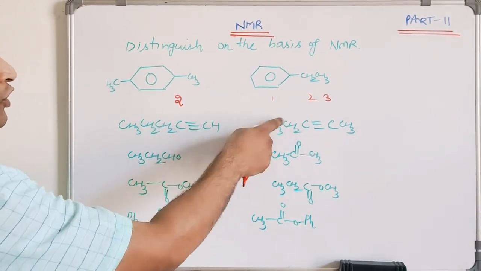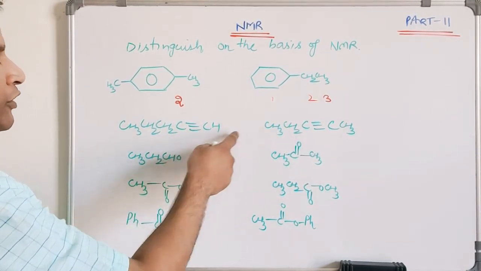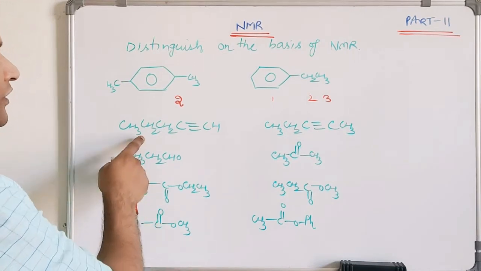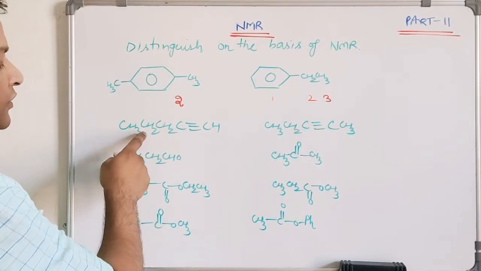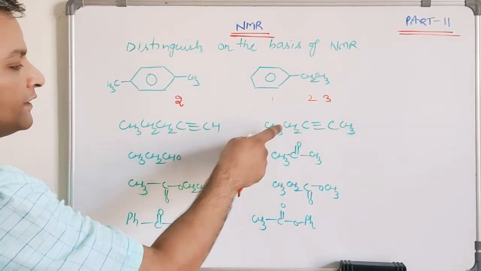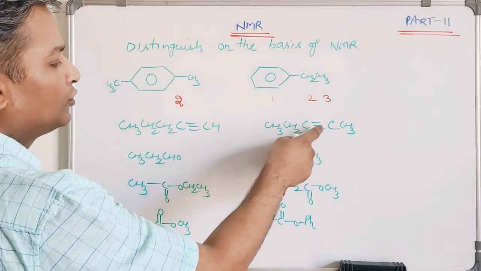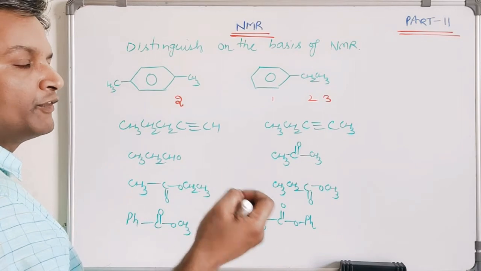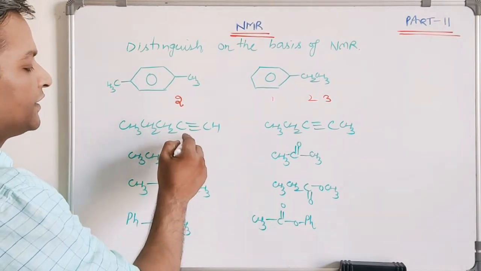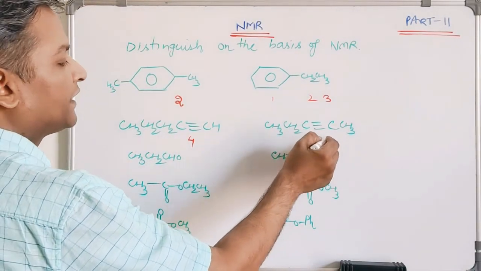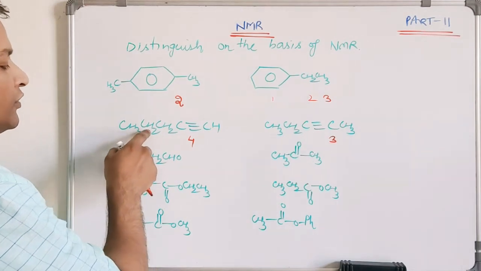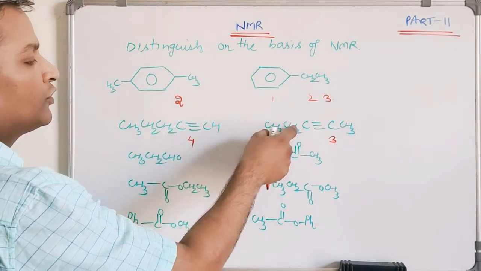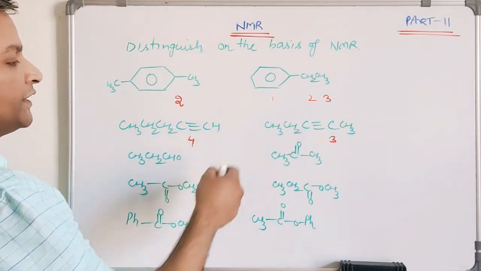In this next pair, how will you distinguish these two compounds on the basis of NMR spectroscopy? In this compound, the environments are 1, 2, 3, 4. In this compound, the environments are 1, 2, 3. So they are easily distinguished on the basis of the number of environments. Here it contains 4 environments, and this contains 3 environments. So 4 and 3, they are easily distinguished.